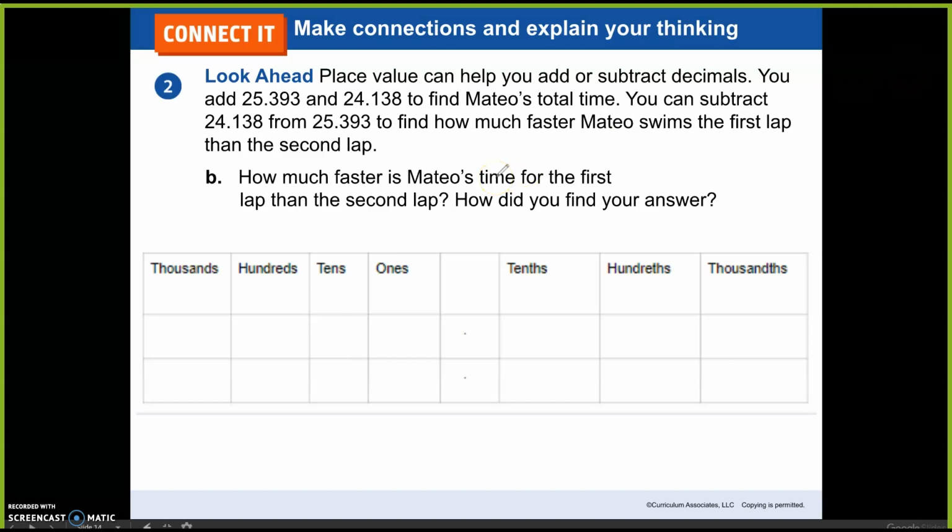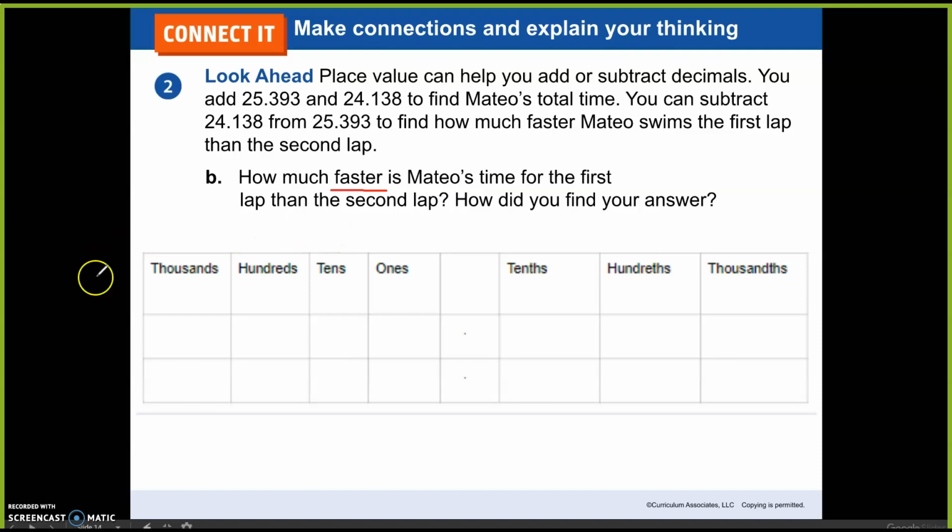All right, scholars, let's go ahead and check your work. So remember, now we're trying to figure out how much faster Mateo's time for the first lap is than the second lap. On the slide before this, you actually answered the question, what did you have to do before you could do any subtraction?